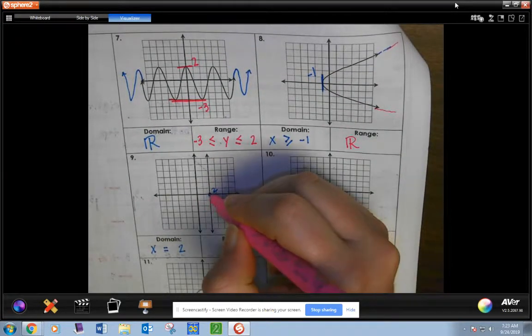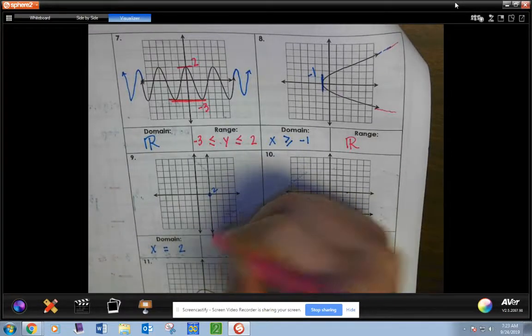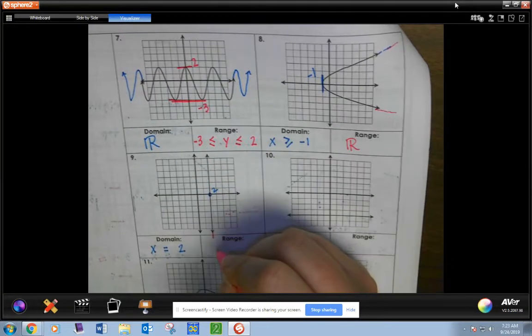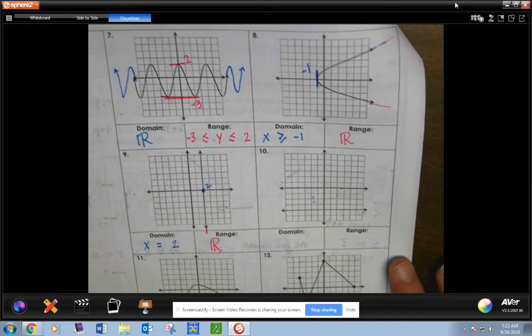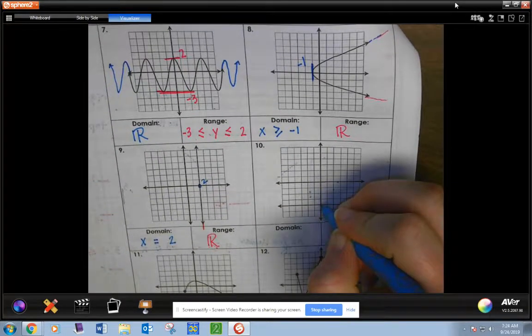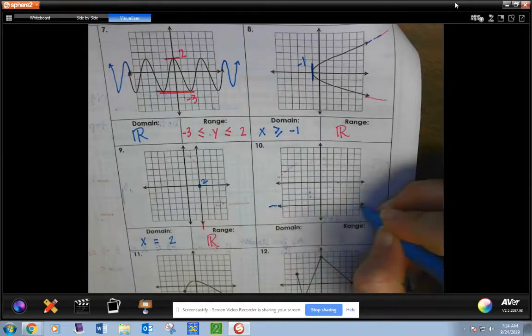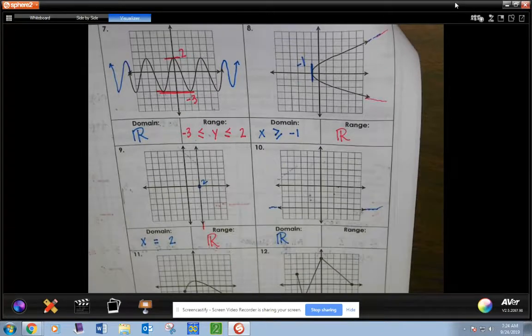Now for range, if I start right here in the middle and I scan down, I can see that this line is going to go down forever, and I can see that this line is going to go up forever. So my range is all real numbers. Now on number 10, if I start right in the middle, this line will go left forever, and it will go right forever. So my domain is all real numbers.